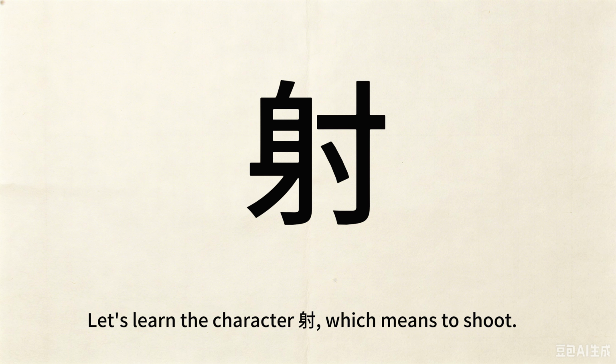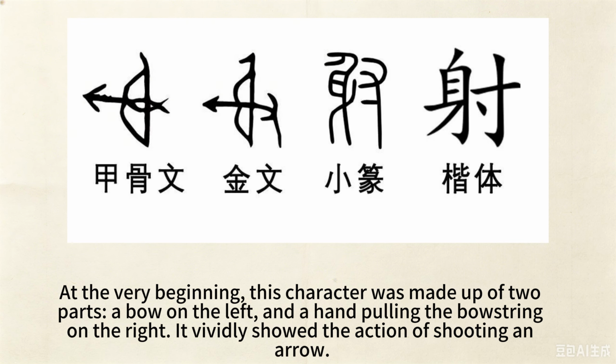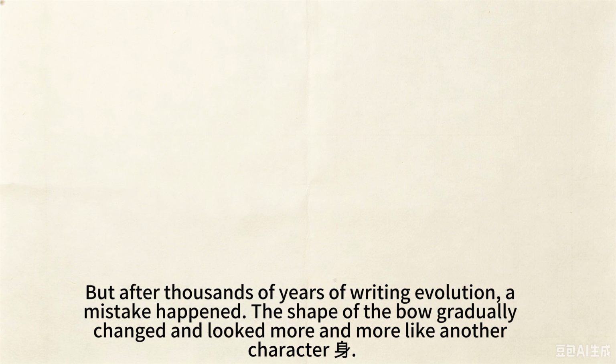Let's learn the character 射, which means to shoot. At the very beginning, this character was made up of two parts, a bow on the left and a hand pulling the bowstring on the right. It vividly showed the action of shooting an arrow. But after thousands of years of writing evolution, a mistake happened. The shape of the bow gradually changed and looked more and more like another character, 身 shen.